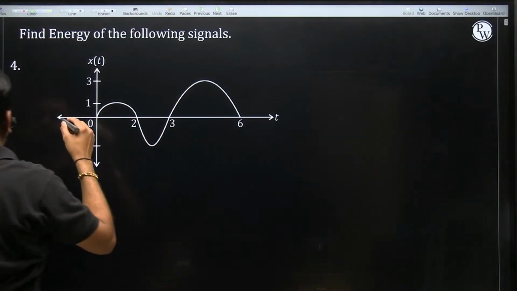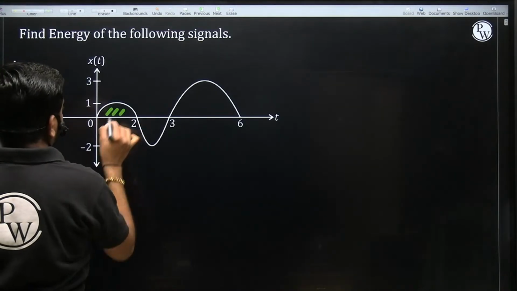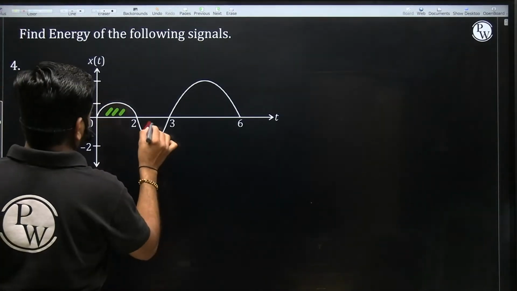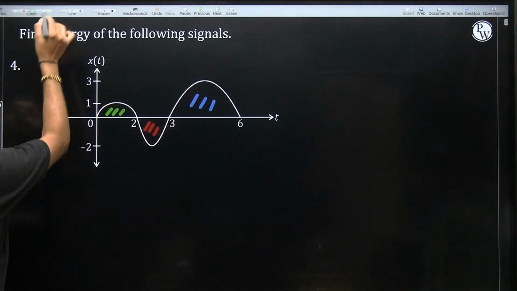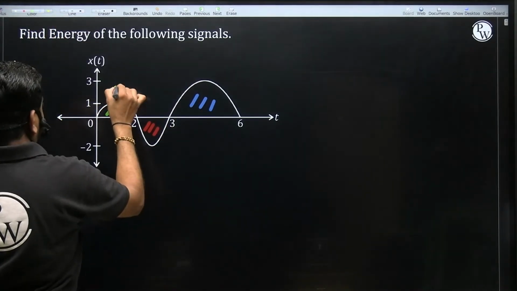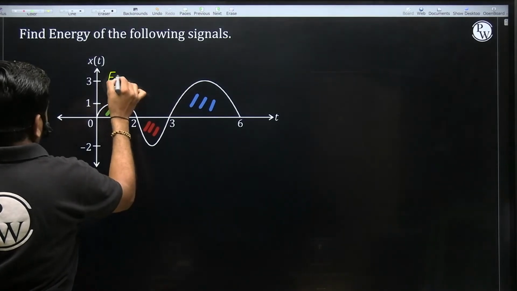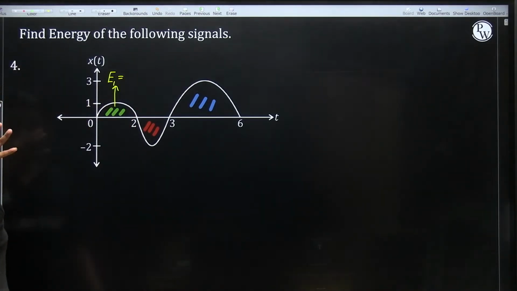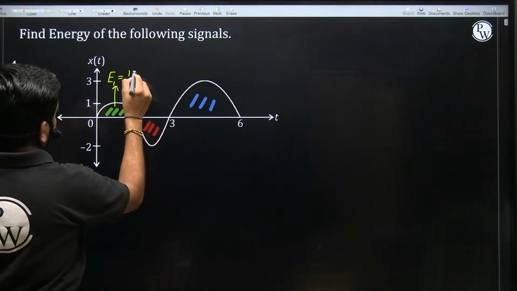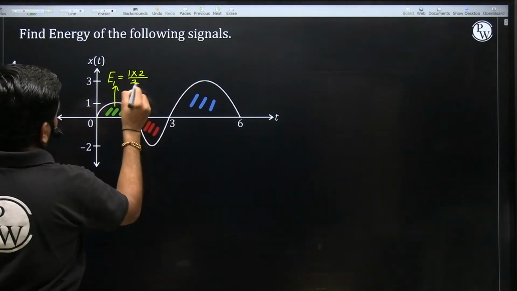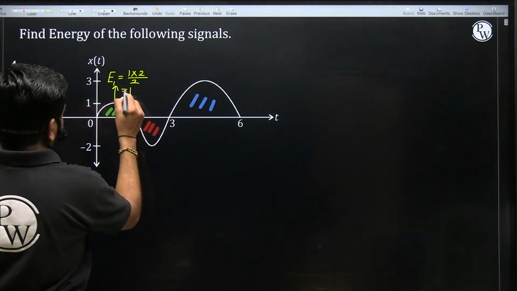Okay, so here let us consider this half wave. This is one more half wave and this is one more half wave. So the energy of this half sinusoidal waveform. What is the energy of a half wave? A square into T divided by 2. So peak amplitude is 1, width is 2. So 1 into 2 divided by 2. Answer is 1. Correct answer is 1.